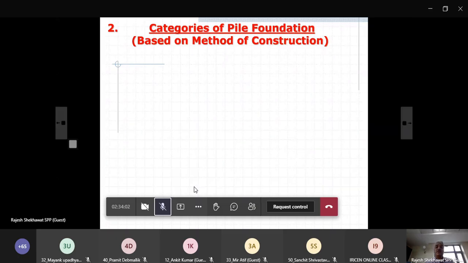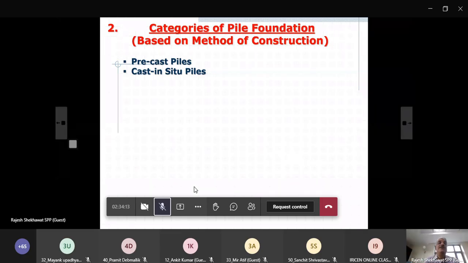Now the categorization of piles based on the method followed for construction. Regarding casting of the pile, there can be two things. One is precast. You cast the pile somewhere else, then bring it to the site and put it in position. And another is cast in situ pile. Cast in situ means at the site itself, you pour the concrete and put the reinforcement if required and cast them at the site.